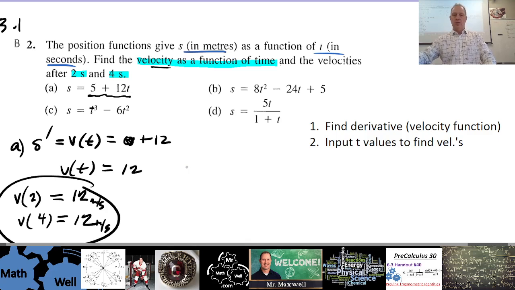Okay. So let's do, I don't know, let's do C. It's got some cubes in there. That's going to make it real tough, right? Oh, look at that. A little bit of a typo there. That should be a T. I guess that mark was there for a reason.